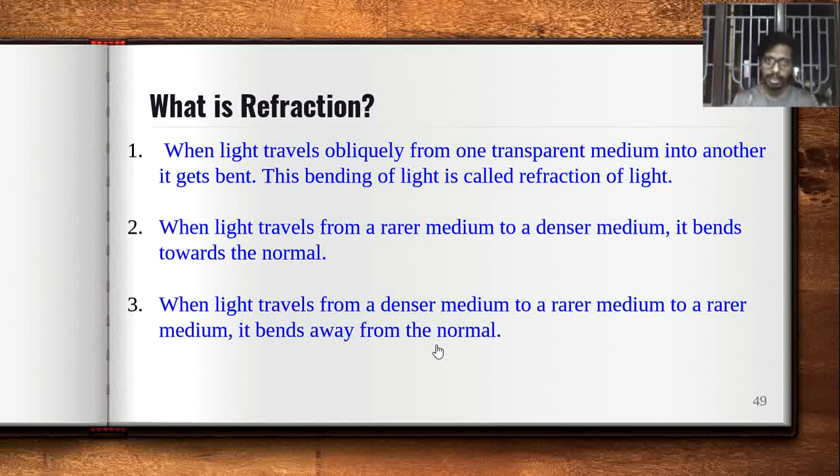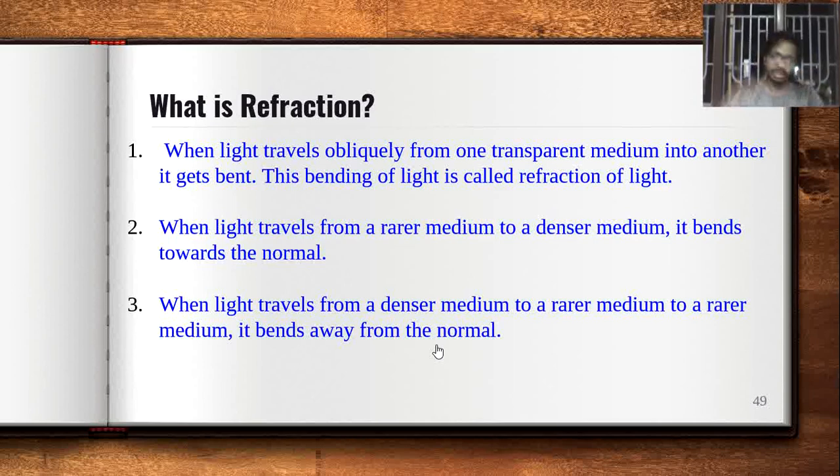So light has different speeds in different media, but that speed is constant in a given medium. Now when light travels from one medium to another, suppose from glass to water, or air to glass, or air to water, what happens? It gets bent, because of the change in speed. I will discuss it in detail. So because of the change in speed, light gets bent, and this bending of light is called refraction of light.